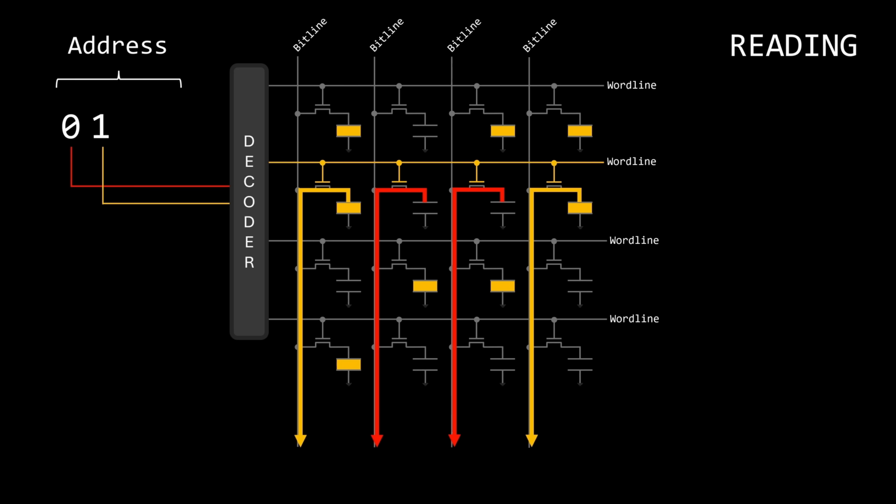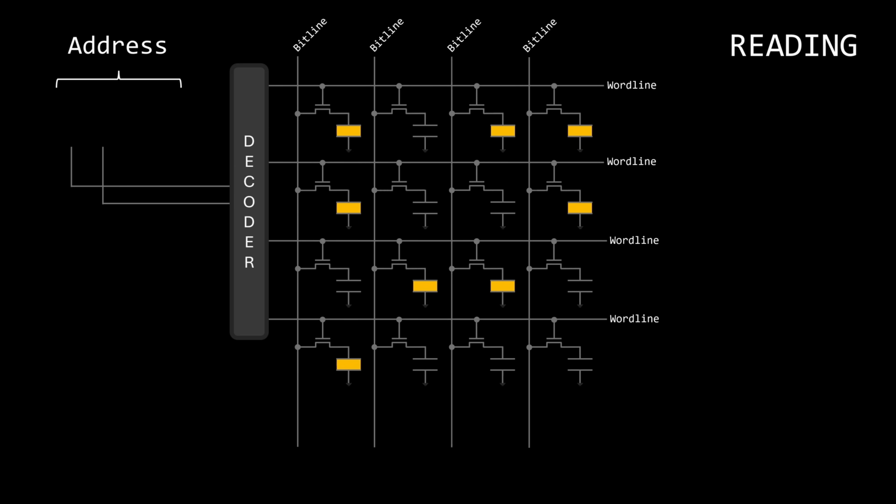Moreover, remember that reading from a dynamic memory cell causes the capacitor to discharge. Since all cells in a row are connected to the same word line, any charged capacitors will discharge, somehow making the problem even worse.